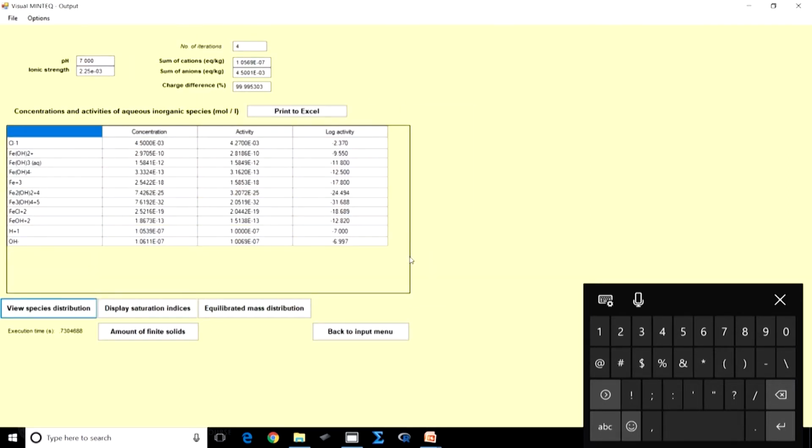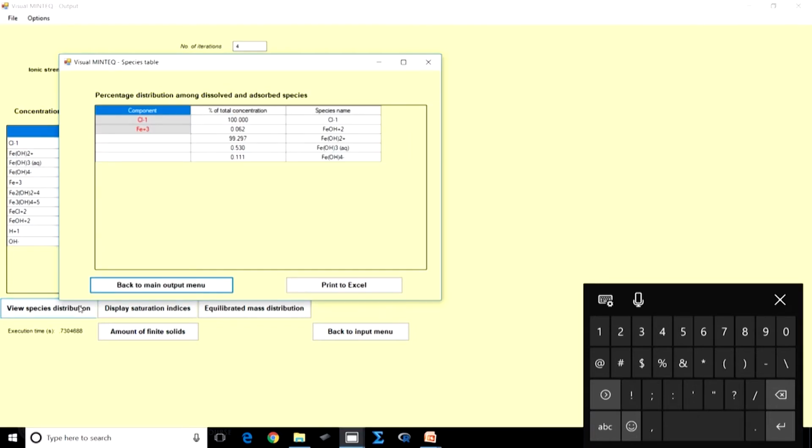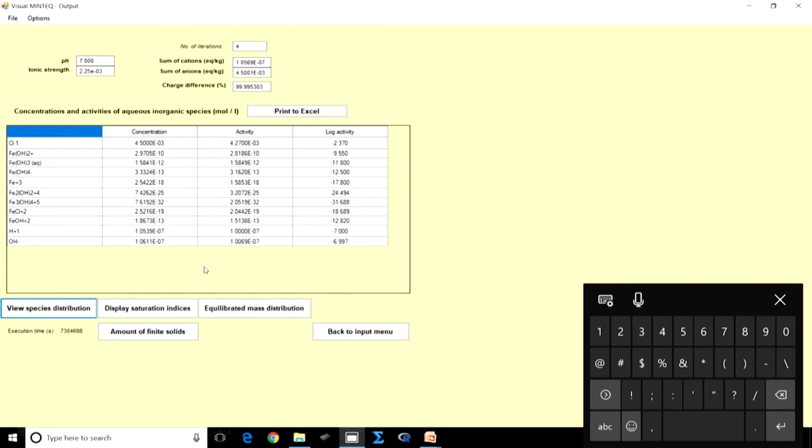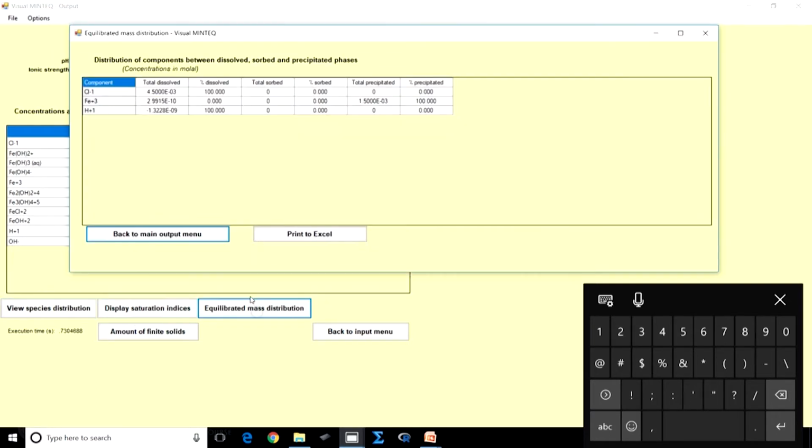So again now let us look at the species distribution. Most of the Fe3+ that is in the dissolved form, whatever ferric iron is in the dissolved form, is mostly present as a complex, right. But does that give you the true picture? Not really. Why is that? If you look at the equilibrated mass distribution, you see that Fe3+, 100% or almost 100% I guess, is precipitated out. Makes sense hopefully. So only a very little amount is in the dissolved form.